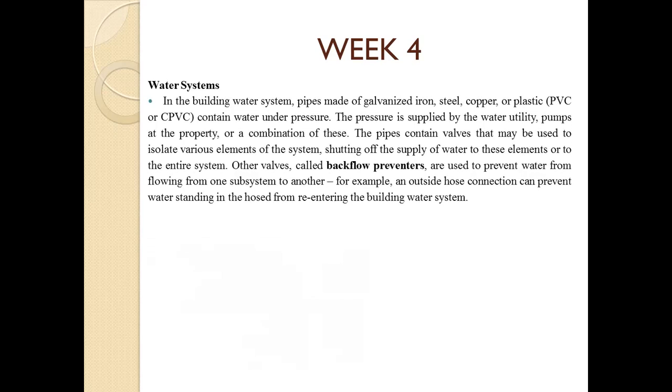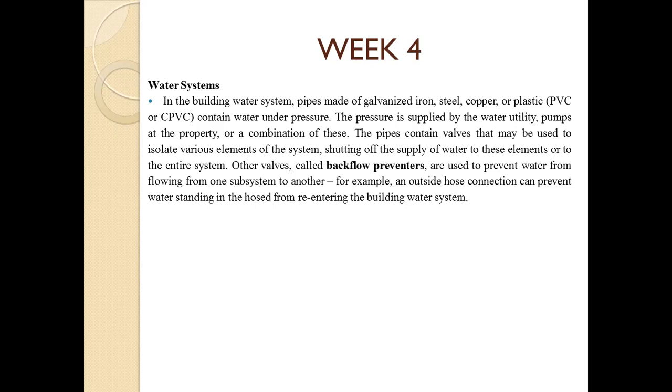Okay? In the building, water system pipes made of galvanized iron, steel, copper, or plastic PVC, CPVC contain water under pressure. The pressure is supplied by water utility pumps at the property or a combination of water. Of this, the pipes contain valves which may be used in isolation of elements of the system, shutting off the supply of water to those elements or the entire system.